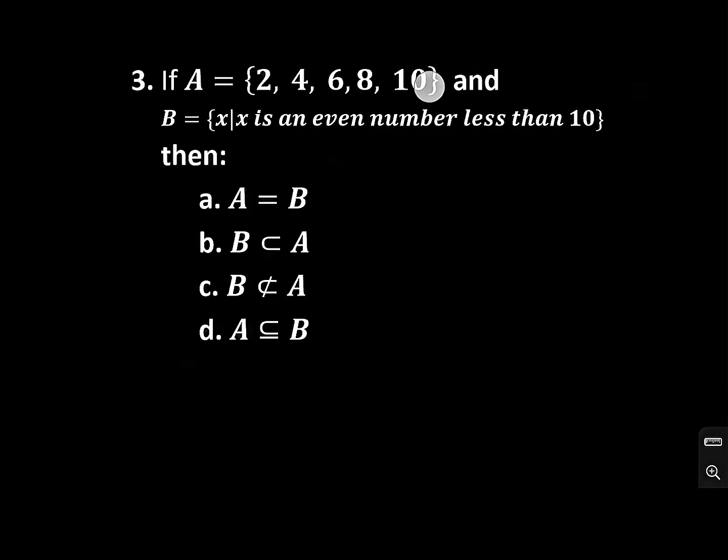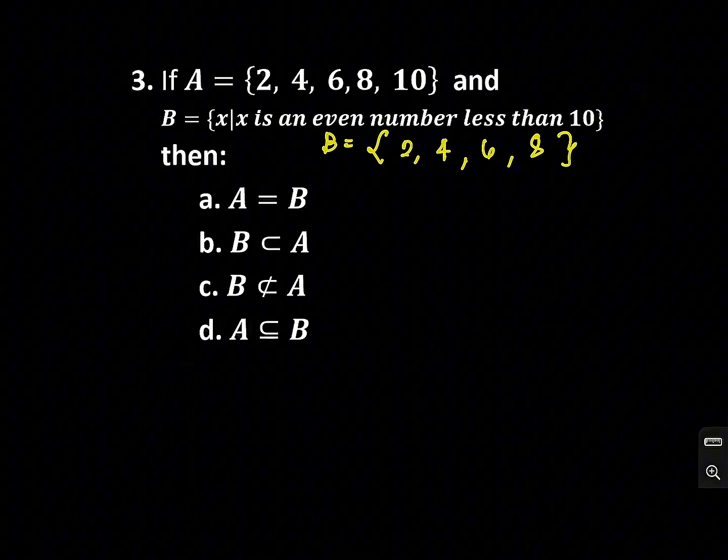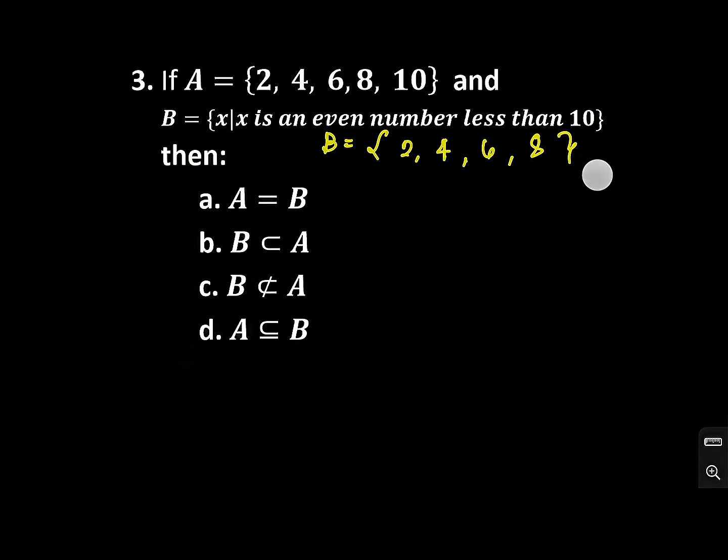If set A has the elements 2, 4, 6, 8, 10, and set B is x such that x is an even number less than 10. Here we have a set builder notation, so we're going to transform this one into the listing method. So set B has 2, 4, 6, 8 because by the restriction, even numbers less than 10 only.